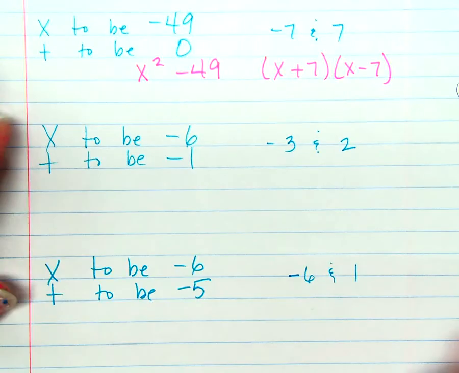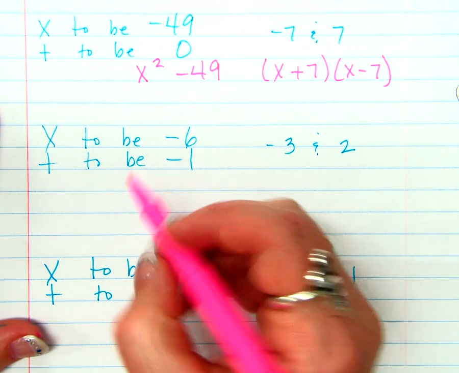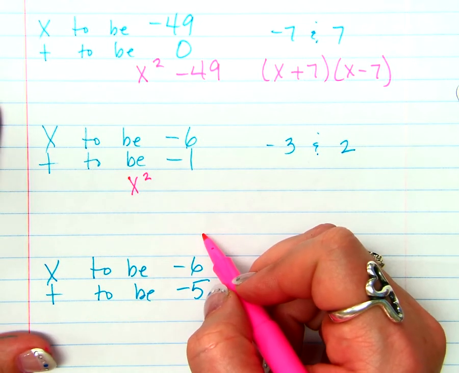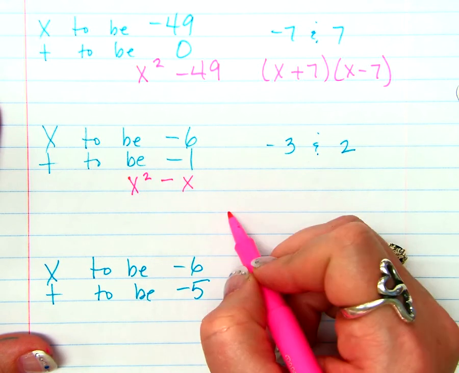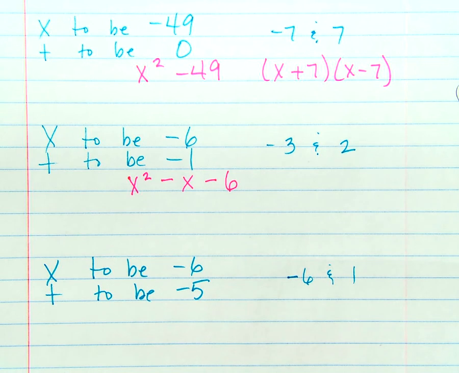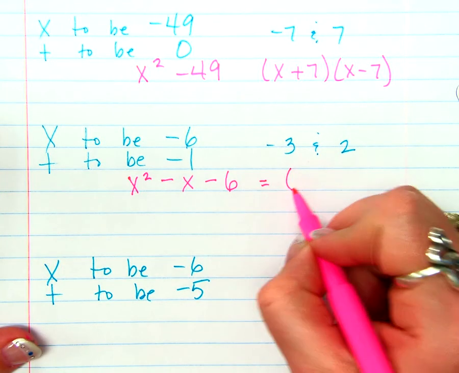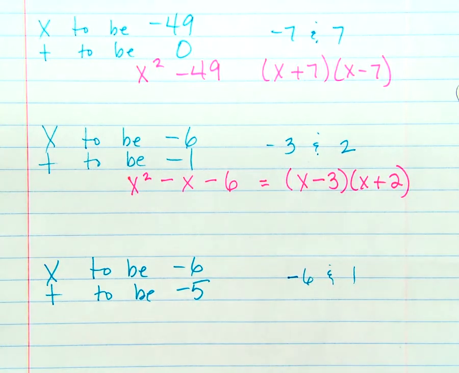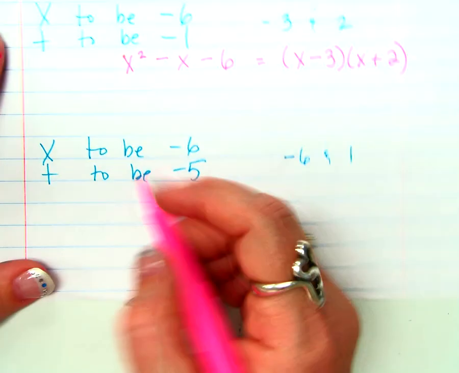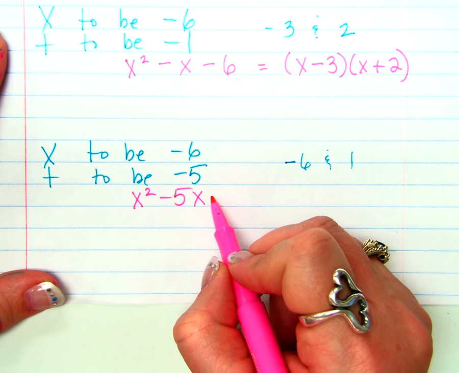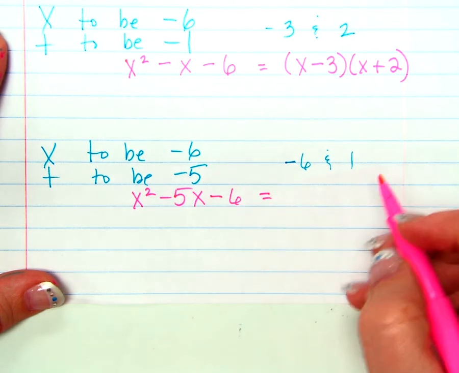So tell me then, what would the problem be for this set? X squared minus x minus 6. And what are my factors? X minus 3, x plus 2. Done. What does the last one look like? What's the last problem look like? X squared minus 5x minus 6. Perfect. What are the factors?